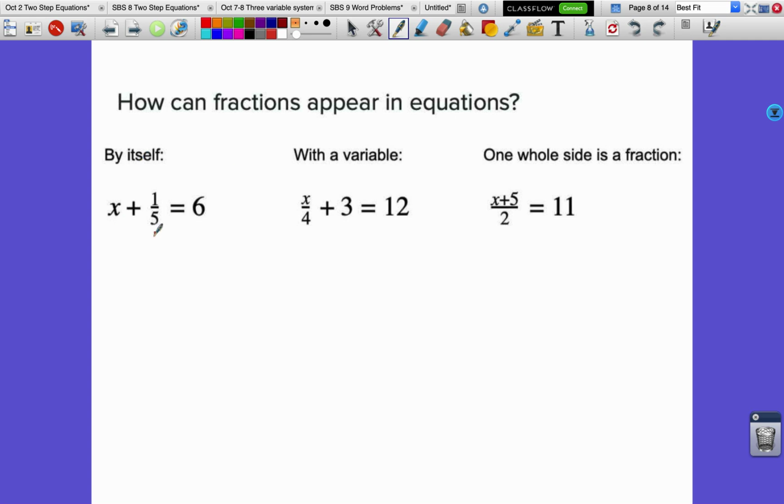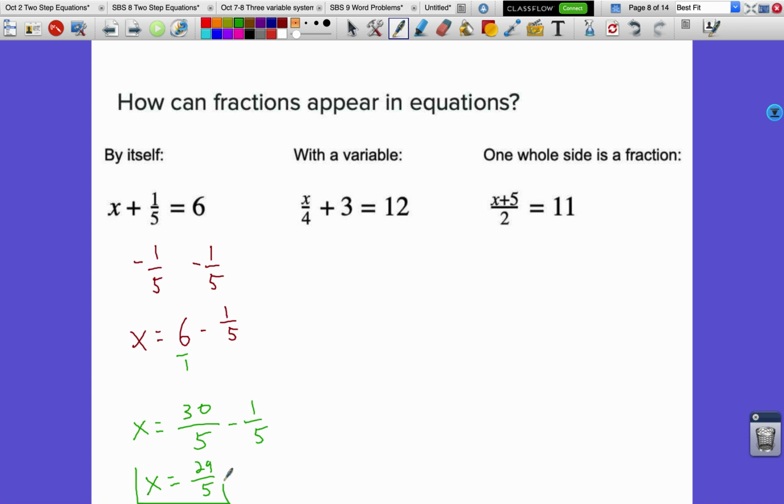When the fraction's by itself, you just move it around like you would move any term. Here it's plus 1/5, so we're going to subtract 1/5 from both sides. Now I've got x equals 6 minus 1/5. We want to turn this into a single number, so we should get a common denominator. Turn this into a 6 over 1, and then multiply it by 5 over 5 to get 30 over 5 minus 1 over 5, which equals 29 over 5, and leave it as an improper fraction like that.